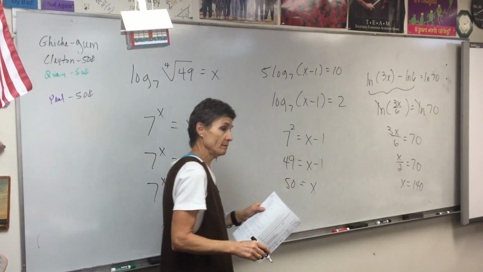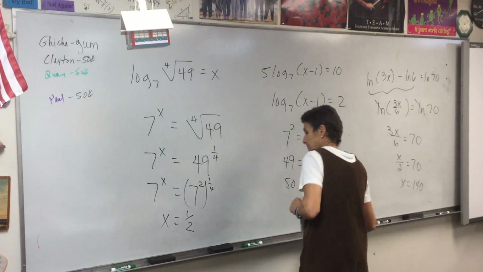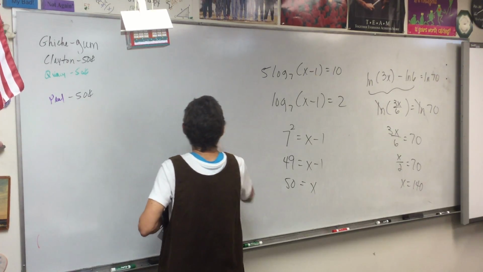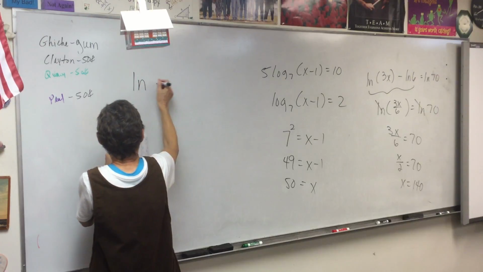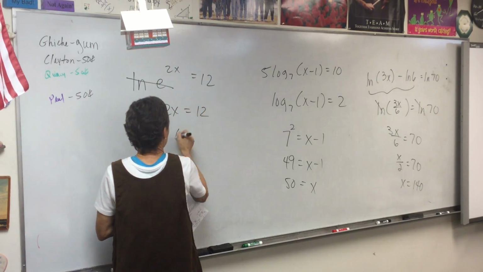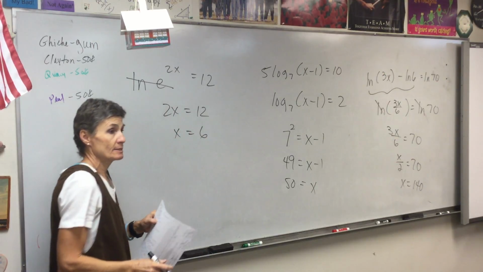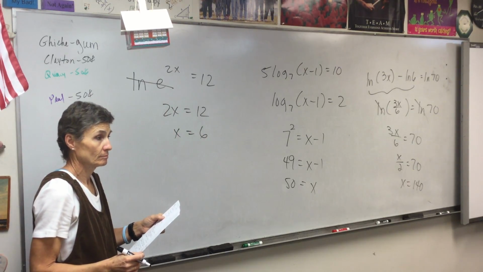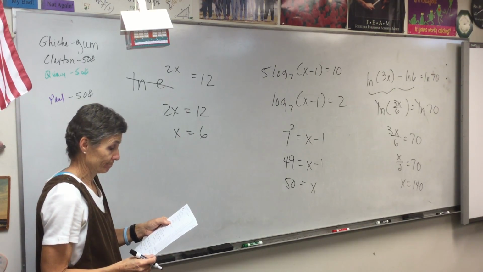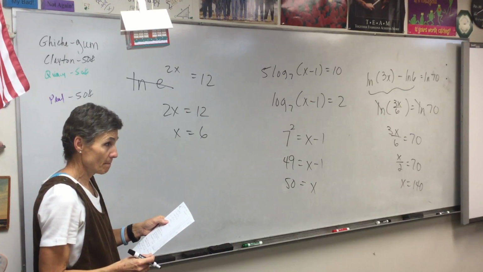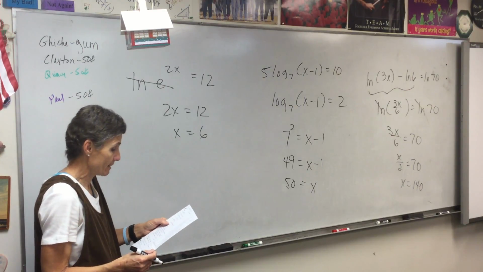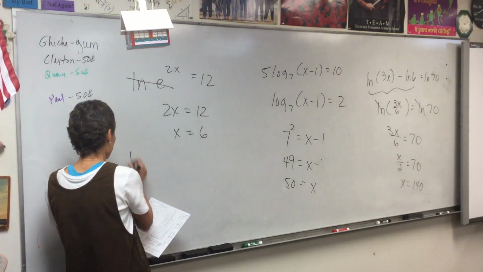Oh, D is an easy one. Why is D easy? Whenever you have an ln and an e back to back, they cancel. So this cancels, so 2x equals 12 and x must equal 6. E is even easier. What's the answer to E? 10. It's a property. You don't even show any work. There's no work to show. It's 10. All right, what about F?